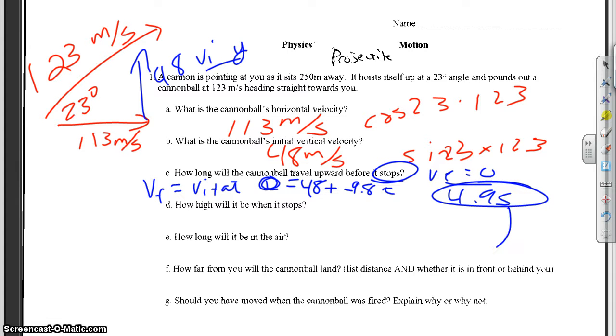I'm going to go ahead down here and answer this question now. It's going to fall down to the same elevation that it started at, so we can just double the time to figure out the total time in the air.